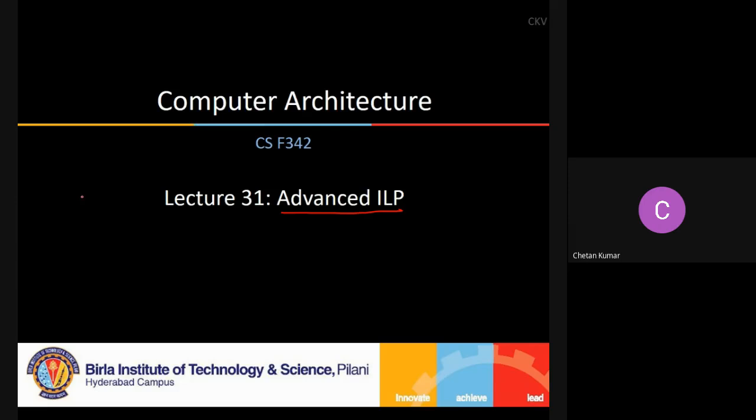Okay, so there are mainly two types of multiple issue processors. Can you tell me what those two types are? And last time, which type did we discuss? If you want to categorize it broadly, there will be two types of multiple issue processors. What are those? One is basically static, the other one is dynamic.